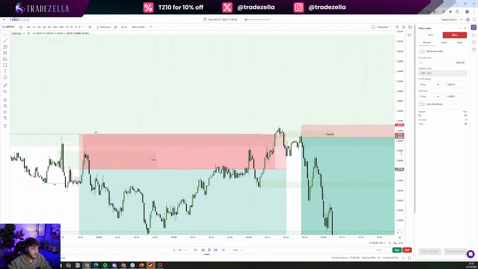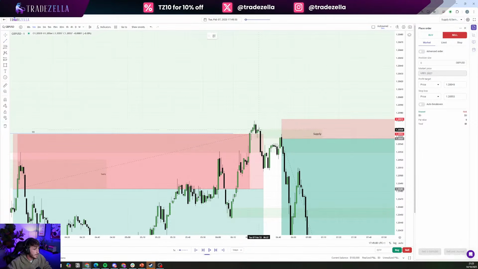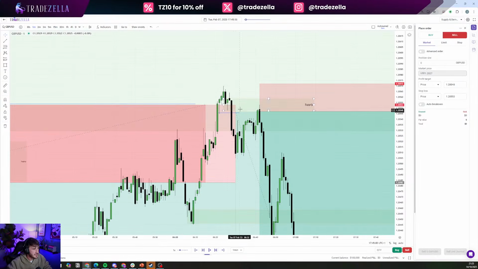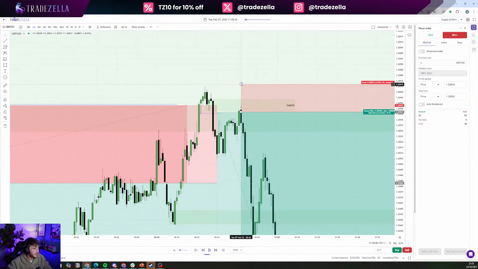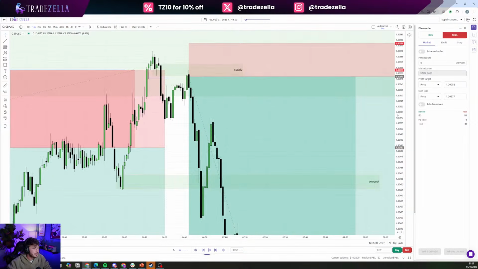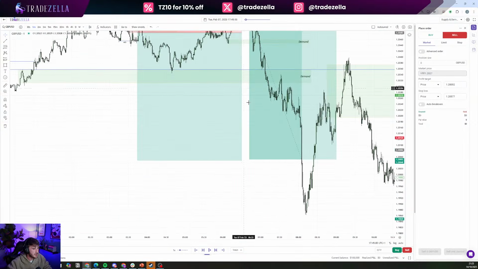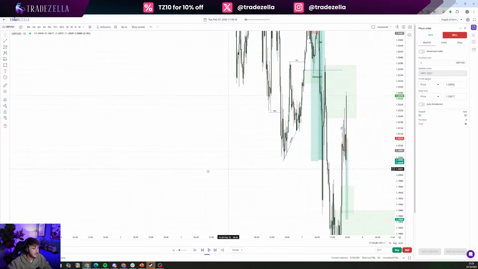Okay, so I have my market structure shift here. And then what do I see gets formed? A new area of supply. So I set my entry there, my stop loss above the high, and then we finally get the follow through on this, which you could ride all the way down to these lows.